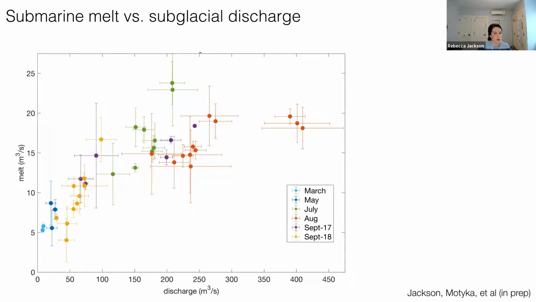Okay, and then we can get maybe at the heart of this, which is looking at how submarine melt might vary as a function of subglacial discharge. So again, each point here is from these pairs of surveys where I evaluate the budgets and I can get a total meltwater flux and a total discharge flux. And each of the colors corresponds to a different field campaign. And you can see the melt fluxes vary from about 4 to 20 meters cubed per second, while the discharge flux varies from about 2 to 400 meters cubed per second. So there's a much larger range and magnitude in some of the discharge fluxes. And one basic thing you can notice is that melt does seem to vary as a function of discharge.